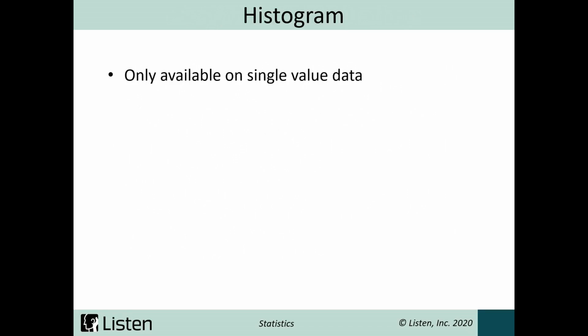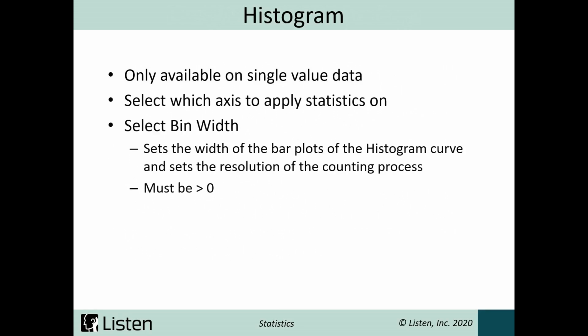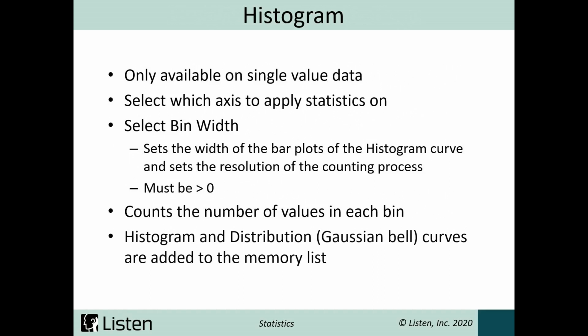Histogram is an option that's available only for single value data. We select which axis to apply the statistics on, and then select the bin width. This is the width of the bar plots of the histogram curve and sets the resolution of the counting process. This needs to be greater than 0. When we output the histogram, it counts the number of values in each bin. Histogram and distribution curves are added to the memory list for all values that are selected.